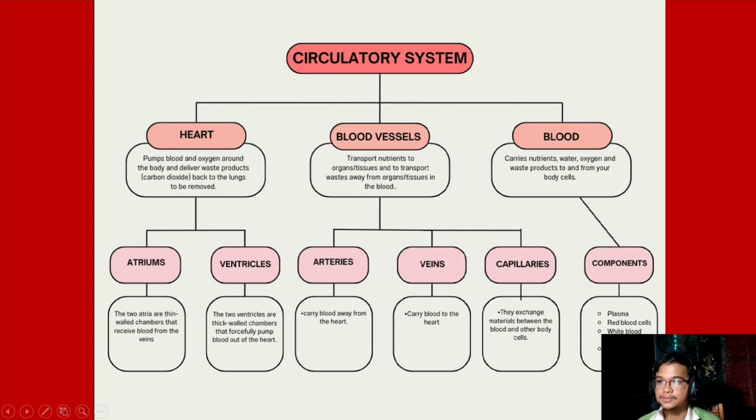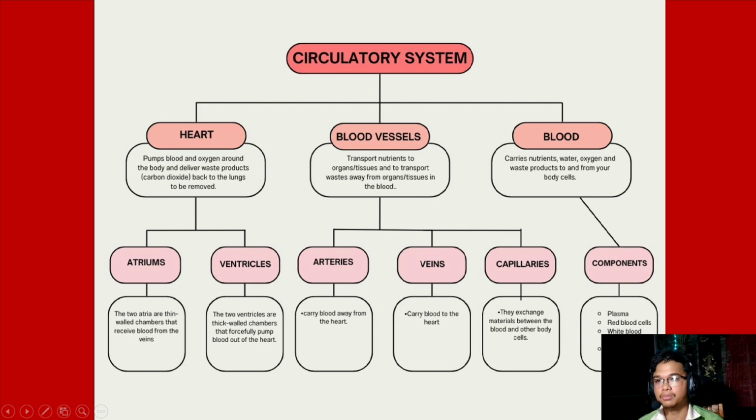Next, we have the blood vessels. The blood vessels' main function is to transport nutrients to organs and tissues, and to transport waste away from those. We have three types of blood vessels: the arteries, veins, and capillaries. The arteries' main function is to carry blood away from the heart. Veins carry blood to the heart, and capillaries exchange materials between the blood and other body cells. It should be noted that the exchange of materials between blood and body cells only happens in capillaries.